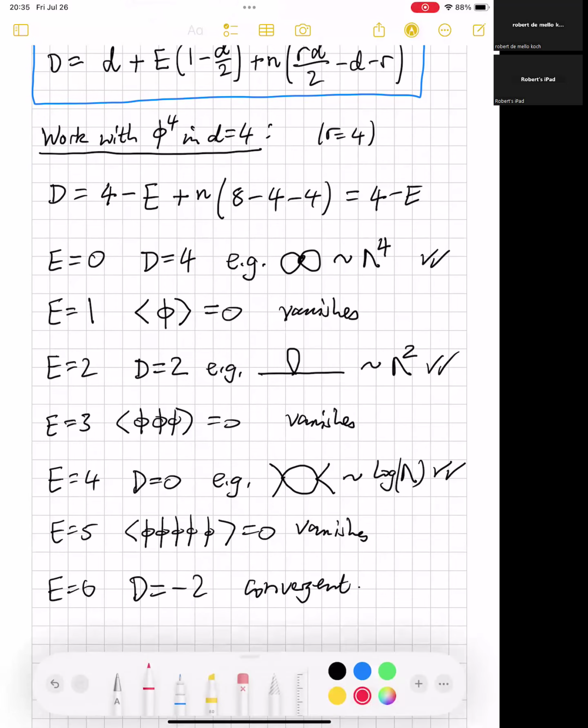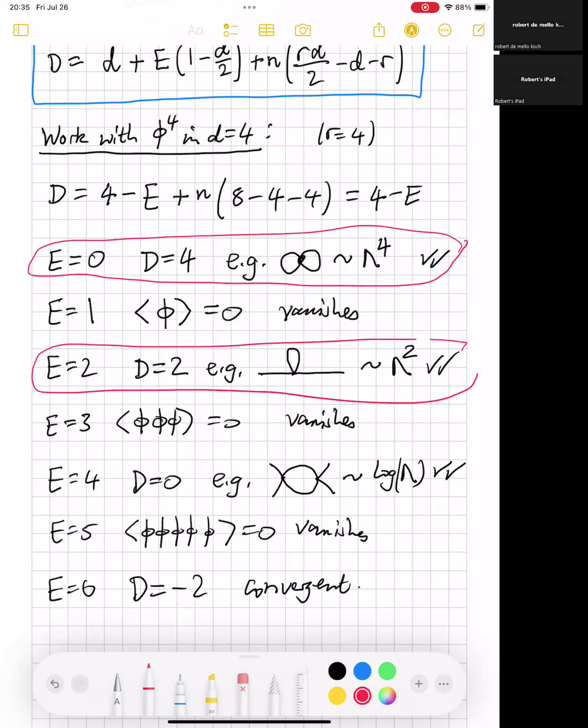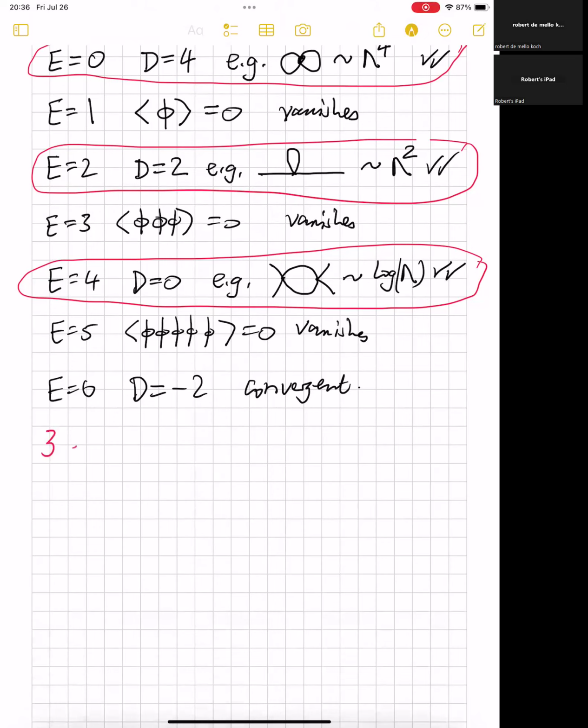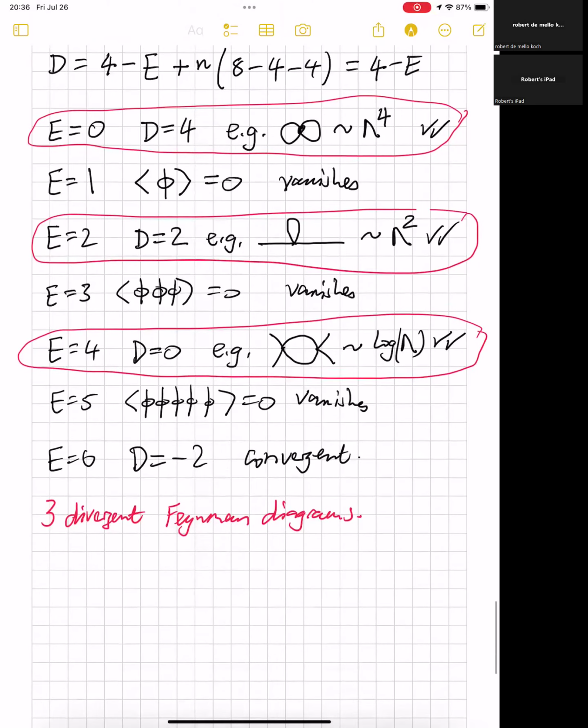Take a look. We've got 1, 2, 3, and that's all. Everything beyond this point is convergent. So we only have 3 divergent Feynman diagrams. So that's a finite number of diagrams that diverge, and that's why we could remove these with a finite number of matching conditions, and this is why, in fact, the theory is renormalizable.